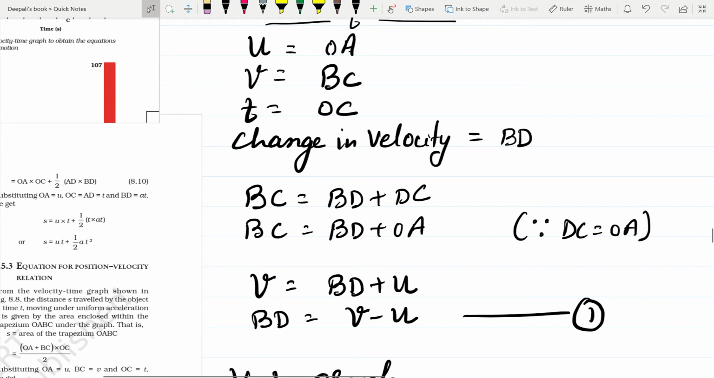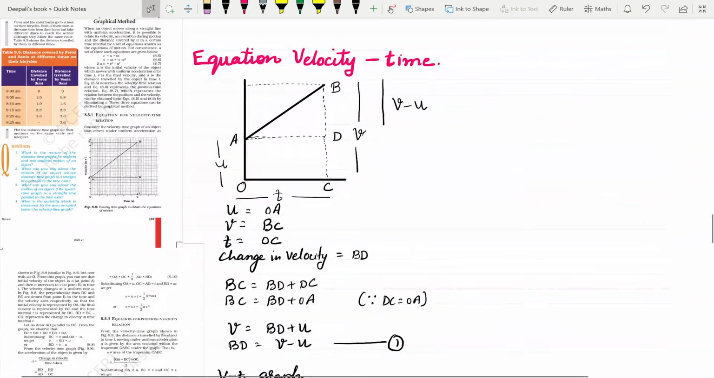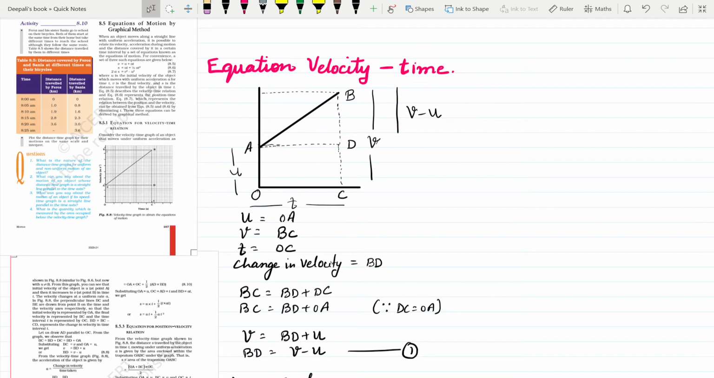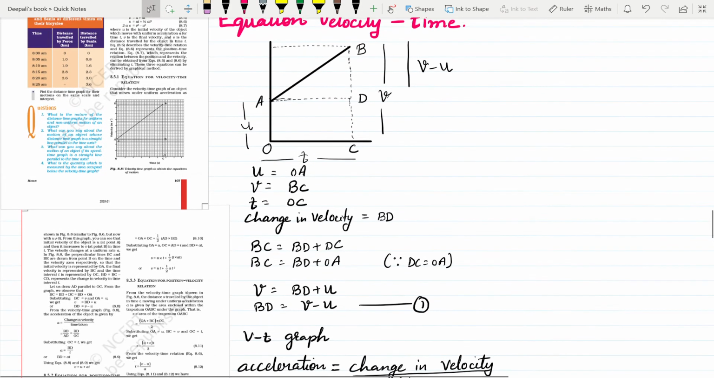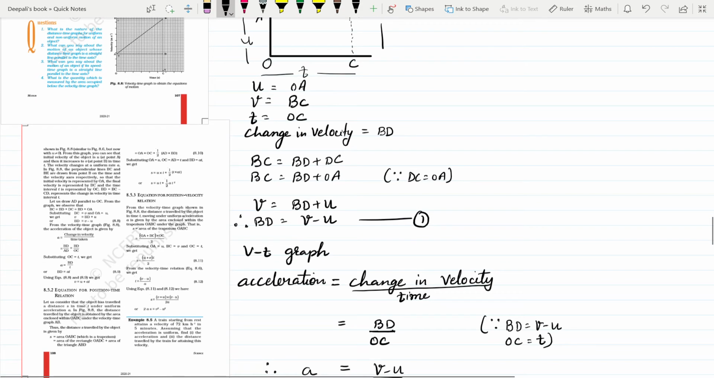So BC is equal to BD plus DC as seen in the figure. BC is equal to BD plus OA, as OA is equal to CD. So we can represent BC by v and OA by u. Replacing these values in the equation, we get v is equal to BD plus u. Therefore, BD is equal to v minus u. That is our first equation.